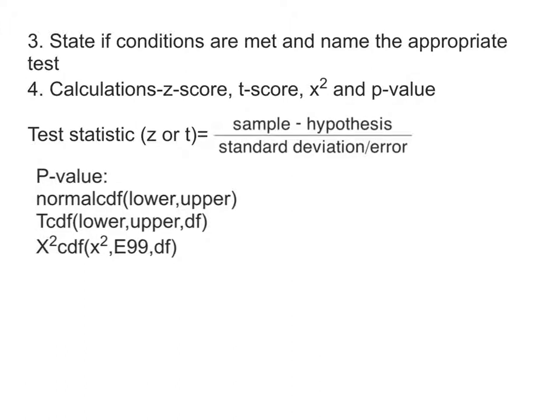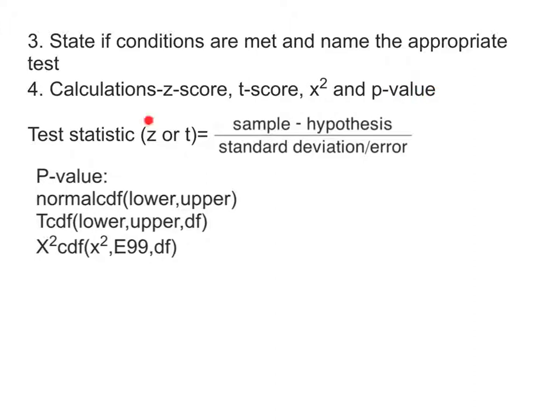The next thing we do is make sure we state that the conditions are met and name the test. That's always one of the things in the scoring guide, that the test is identified by name or formula. Then your calculations. If you're doing a confidence interval, this is where you're going to calculate your confidence interval. So your calculations: either a z-score if it's a 1-prop z-test or a 2-prop z-test, your t-score if it's a 1-sample t-test, a 2-sample t-test, or a matched pairs t-test, your chi-squared statistic if it's a chi-squared, your t again if it's a LinReg t-test, and then you calculate your p-value.